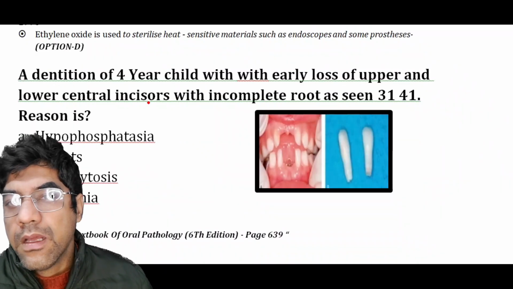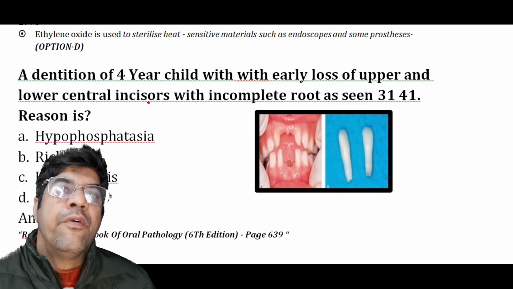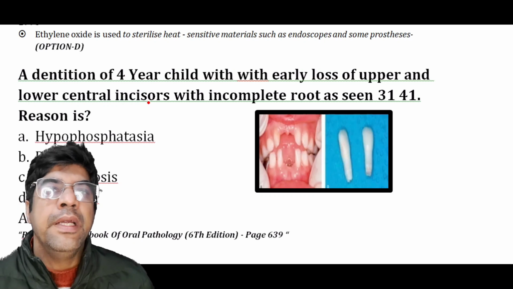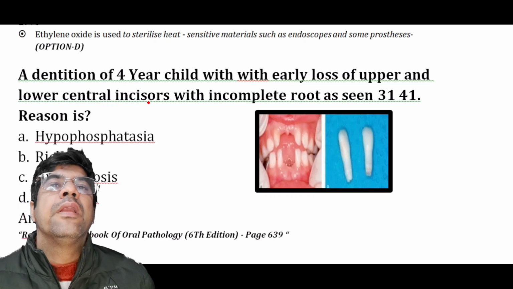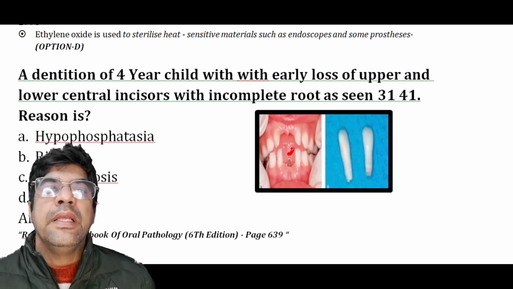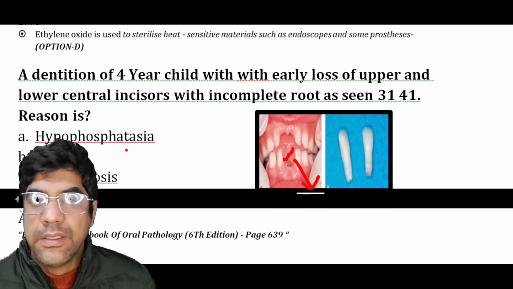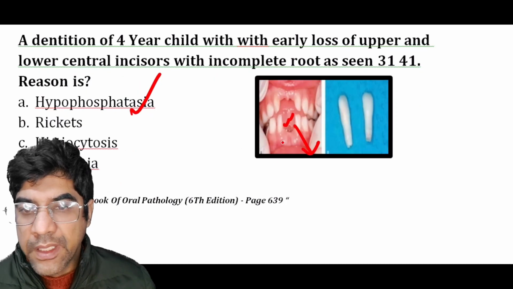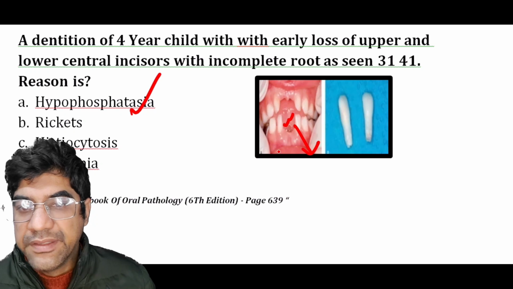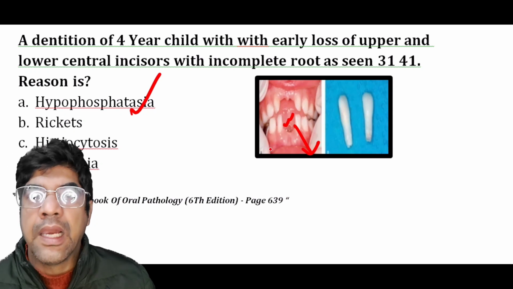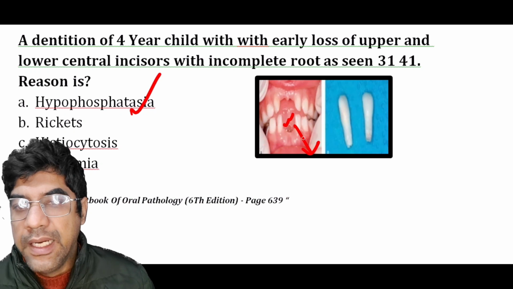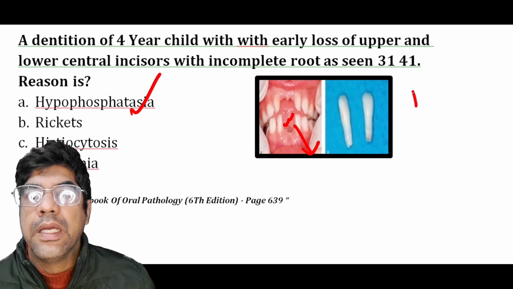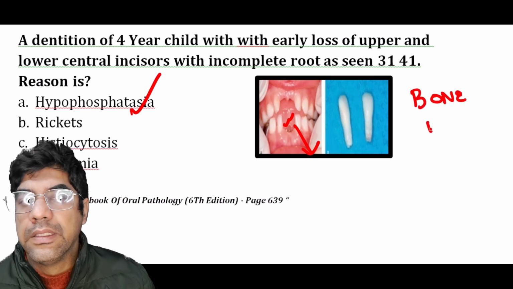Next question. A dentition of a 4-year child with early loss of upper and lower central incisor with incomplete root has been seen. The reason is hypophosphatasia. Now, hypophosphatasia, we know it is a genetic disorder that is characterized by deficiency of tissue non-specific alkaline phosphatase. So that leads to impaired mineralization of bone and the teeth.